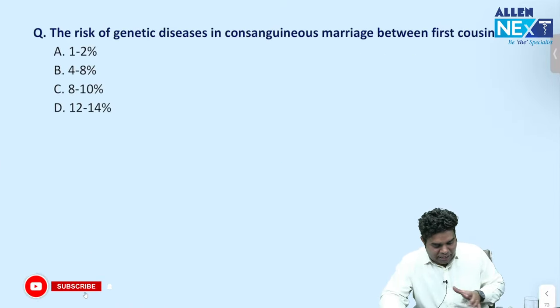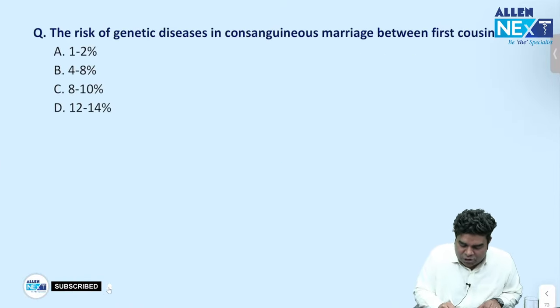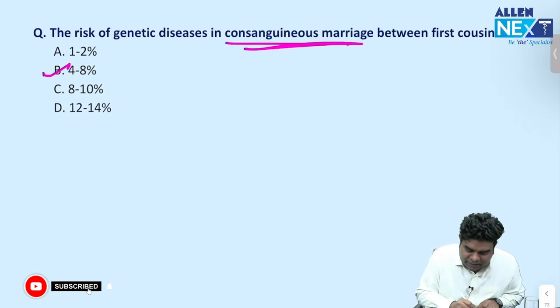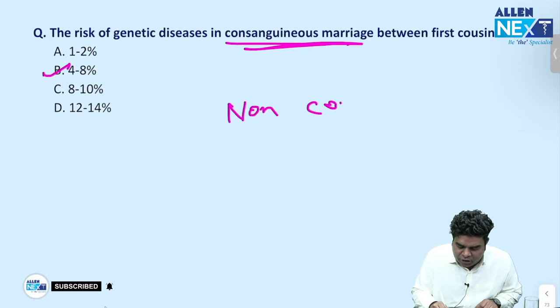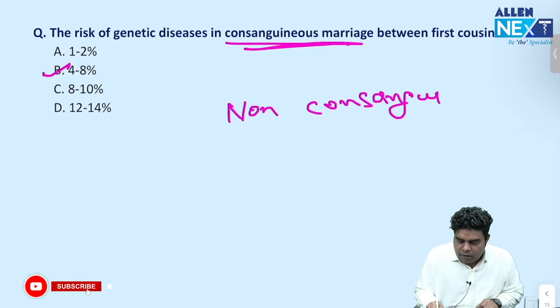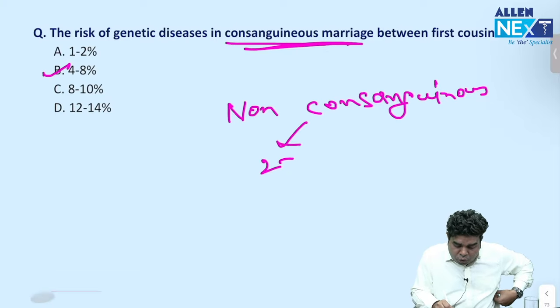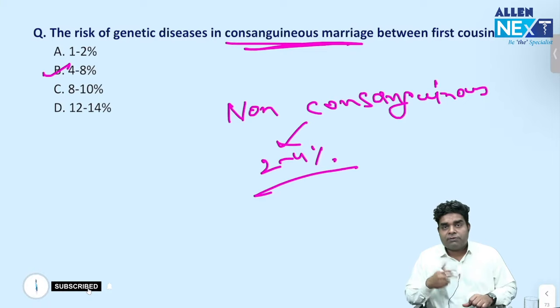So, now next question. Risk of genetic disease in consanguineous marriage. Relative marriage is 4 to 8%. If it is non-consanguineous, not in relatives, cousin, brother, sister and all, then it is 2 to 4, half of that. Consanguineous, 4 to 8.